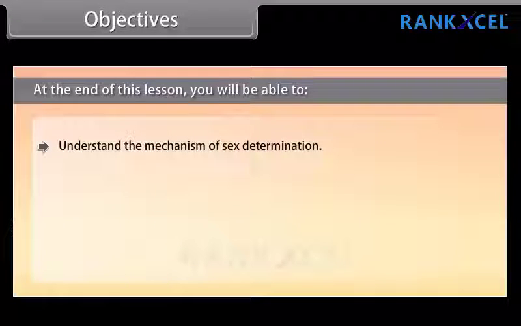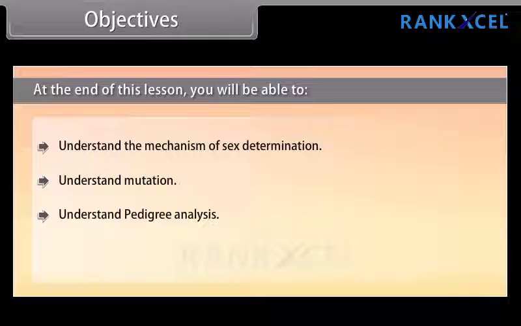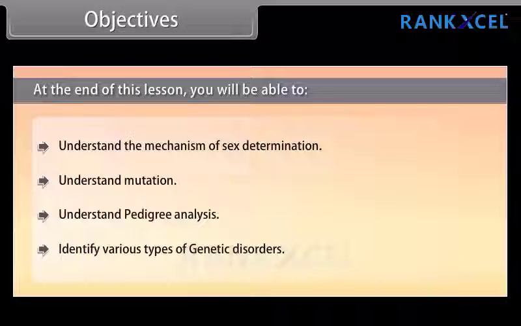Understand the mechanism of sex determination. Understand mutation. Understand pedigree analysis.